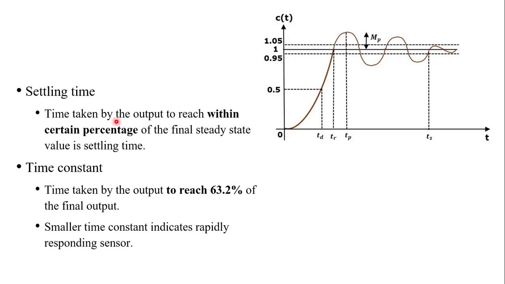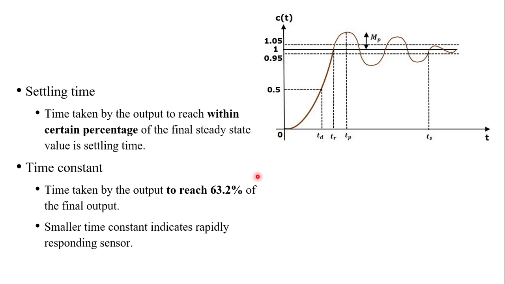It is the time taken by the output to reach within a certain percentage. Generally we take 5%, meaning 0.95 to 1. When it comes into this range, we call it settled, because the sensor cannot reach exactly 1 every time. It keeps vibrating between 0.95 and 1.05. So we call it the settling time.